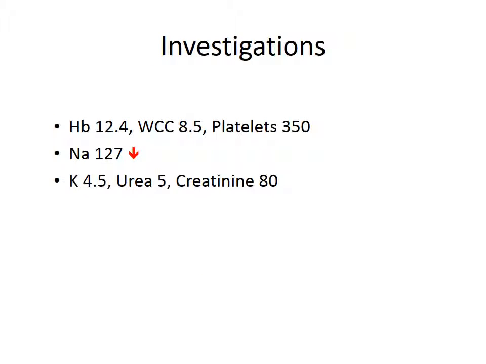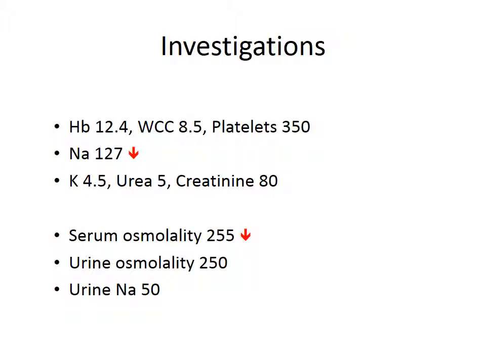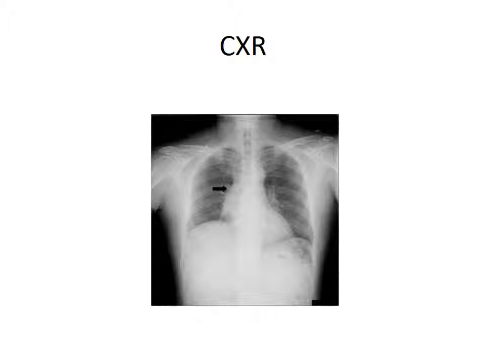His investigations demonstrated a hemoglobin of 12.4, white cell count of 8.5 and platelets of 350, all of which are unremarkable. His sodium level was 127, which is low, and his potassium was 4.5, urea 5 and creatinine 80, all of which are normal. His serum osmolality was 255, which is low. His urine osmolality was 250 and his urine sodium was 50. His chest radiograph demonstrates a radio-opaque lesion in the right hilum.